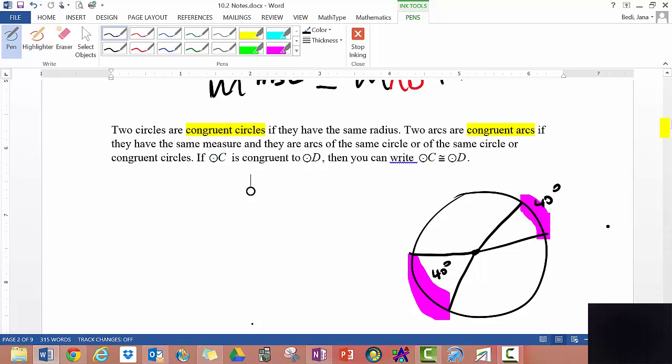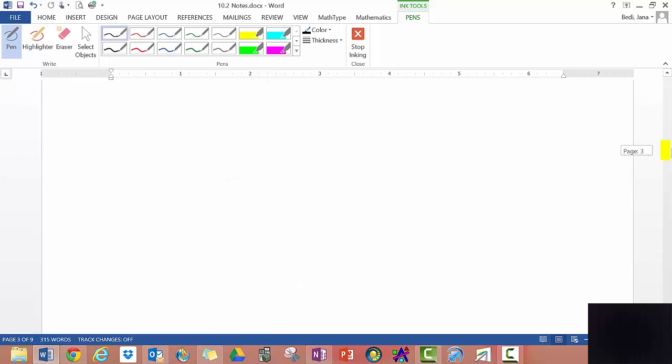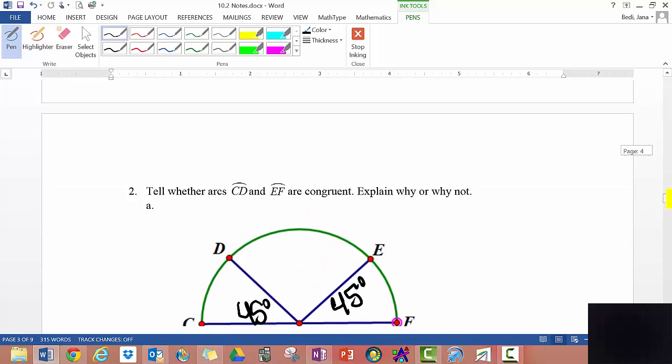If you have two congruent circles and you have two arcs that measure the same, so if their measures were 50 degrees each or something, then those arcs would be congruent also. Okay, and I think these problems are fairly simple. So go ahead and try them out.